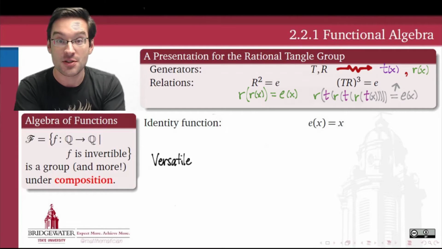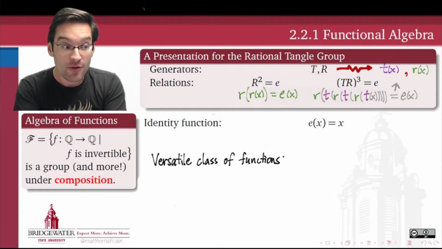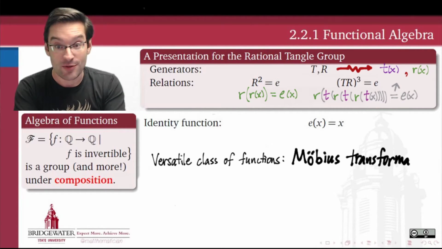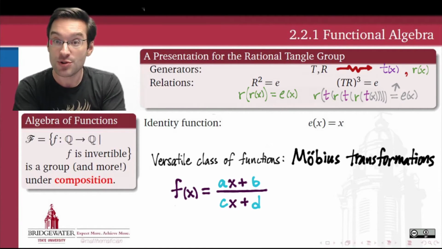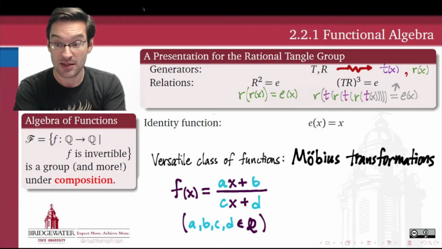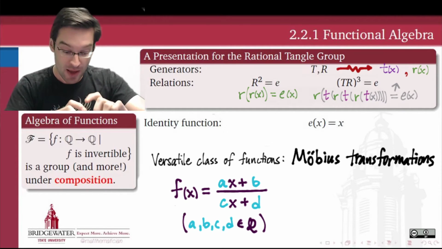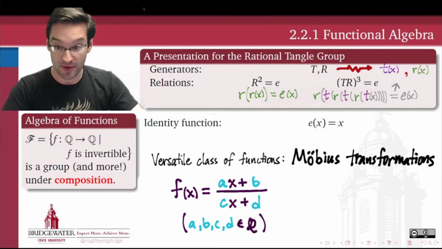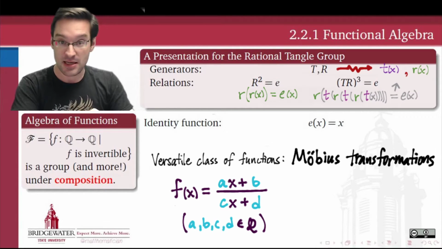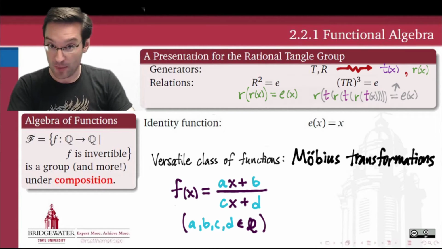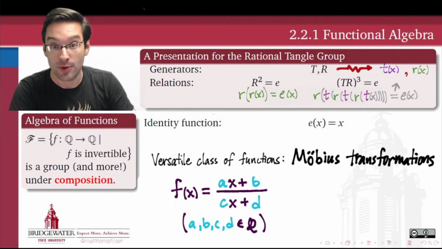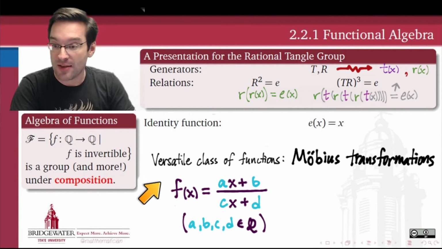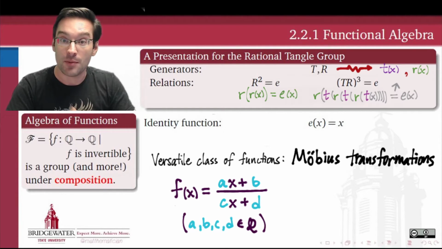And the class of functions we're going to work with are a very versatile class of functions called the Mobius transformations. The Mobius transformations are functions which are built out of a quotient of 2 linear functions, f of x equals ax plus b in the numerator, divided by cx plus d in the denominator, where a, b, c, and d are all going to be taken to be rational numbers, so that my function can take rational input and produce, for sure, rational output. So any function we can write that has a formula like this is called a Mobius transformation.